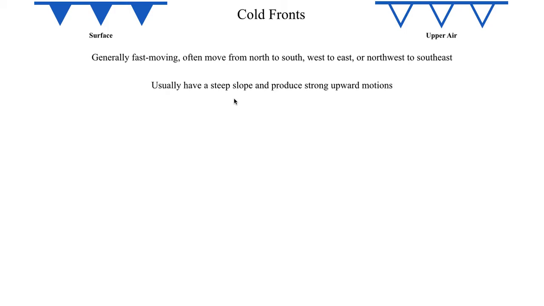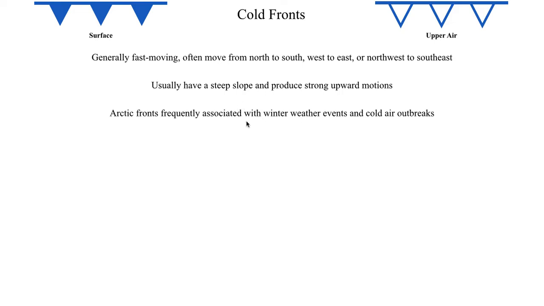Another interesting thing about cold fronts is they typically have a very steep slope. That is, the cold air within the cold front tends to have a very steep slope. We'll take a look at a cross section and you'll see what exactly I mean by that. But as a consequence of that steep slope, cold fronts tend to produce really strong vertical motions in the atmosphere.